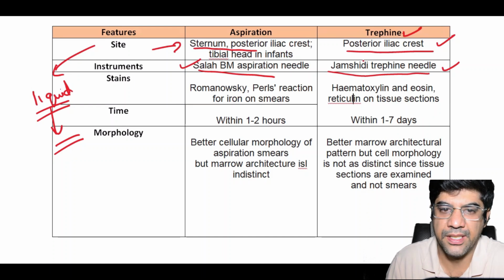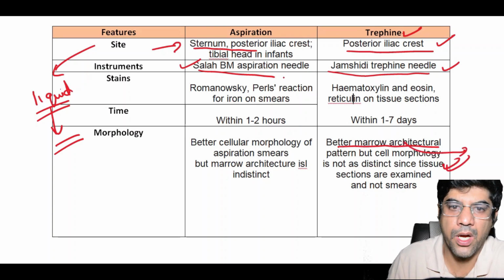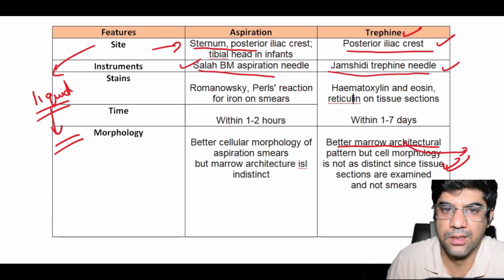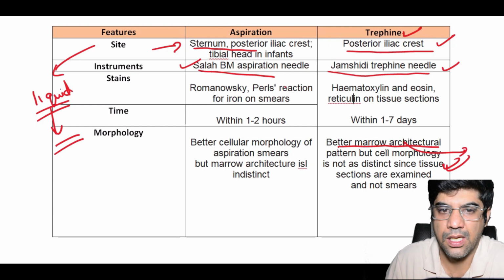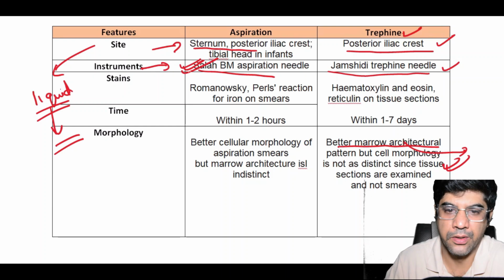So this trephine biopsy is used to determine the structural issues in the marrow. So remember, for bone marrow aspiration, the most common sites are the sternum and posterior iliac crest. Whereas in trephine biopsy, the posterior iliac crest is the preferred site as it provides a sufficient amount of marrow that would be available for the architectural examination, and it is easily accessible.